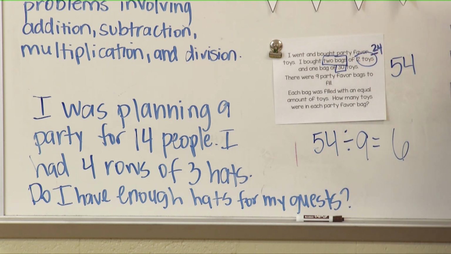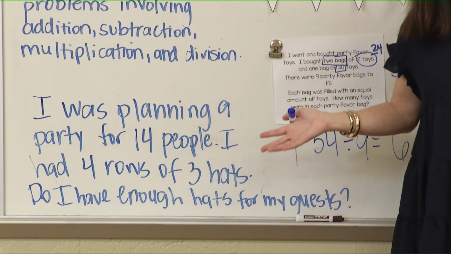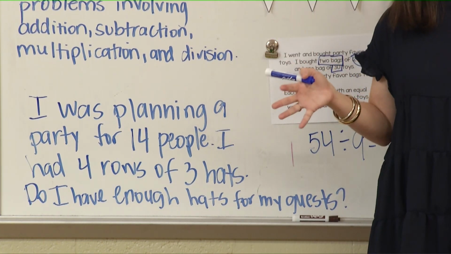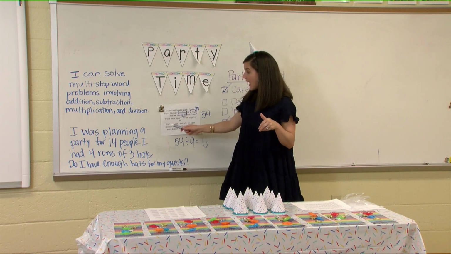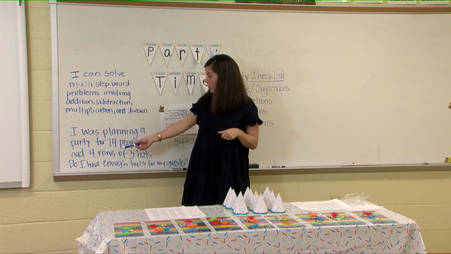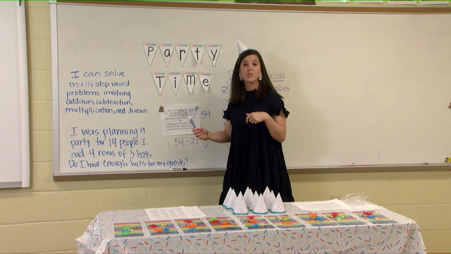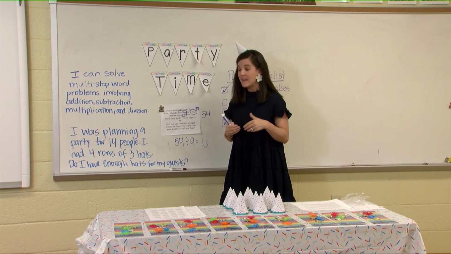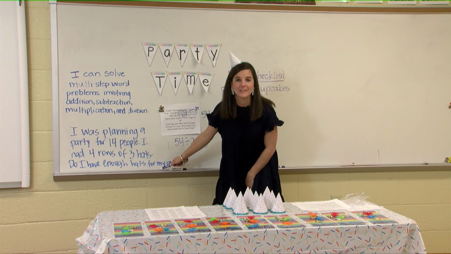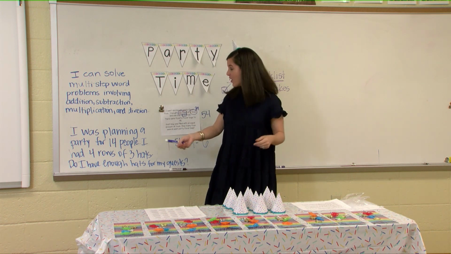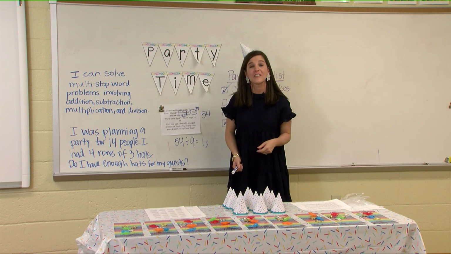Okay, so let's look at what we just did here. We said, what are we doing? We're planning a party. So we got to tell our story with it. How many people is it for? 14 people. Okay? And then I have 4 rows with 3 hats in it. So now I know what I have, then I have to ask a question. This is the part kids forget sometimes. You have to ask the question. What is the question? What are we trying to find? We're trying to find out if we have enough hats for our guests.